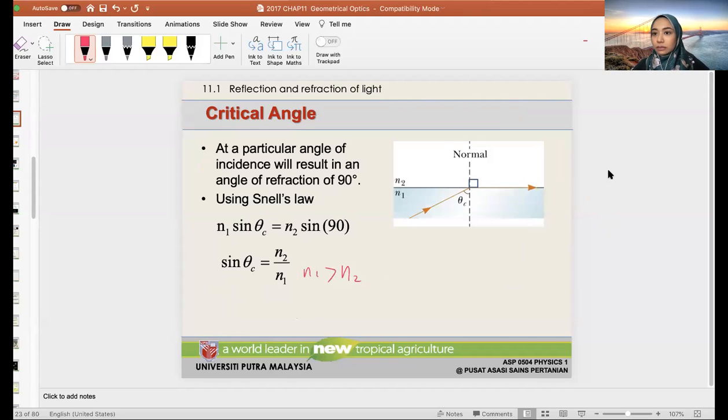Next one. What time is it? Okay, half an hour to go.